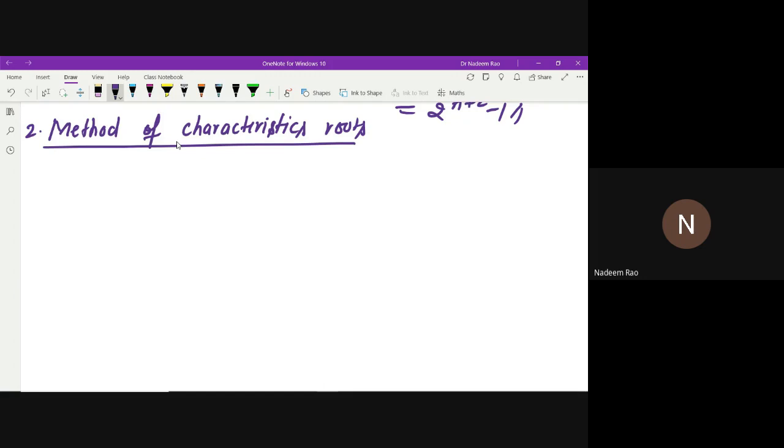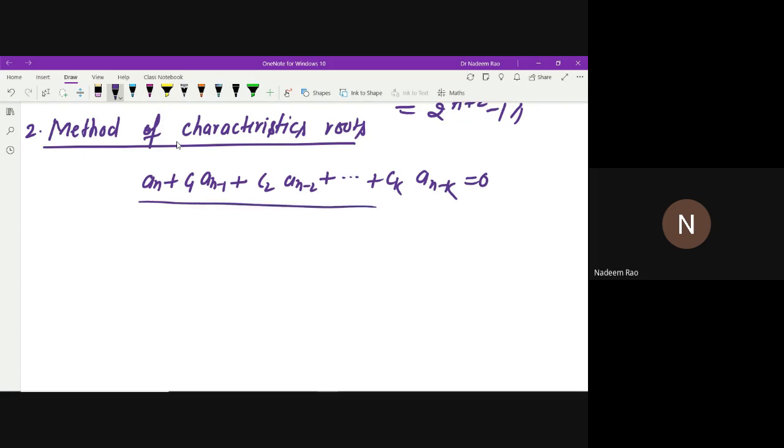So if we have a homogeneous recurrence relation with constant coefficients, that is a_n plus c_1 a_{n-1} plus c_2 a_{n-2} plus and so on plus c_k a_{n-k} equals 0, then in this case we can find the solutions of this type of recurrence relation in terms of the characteristic roots.